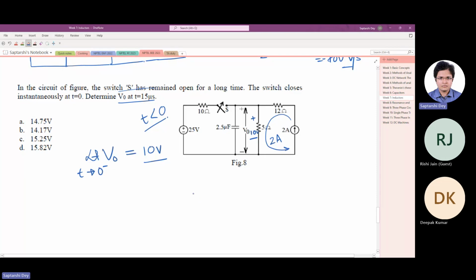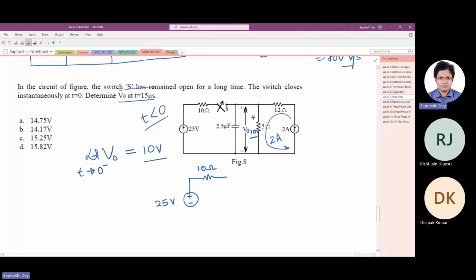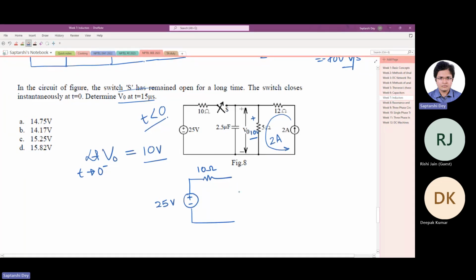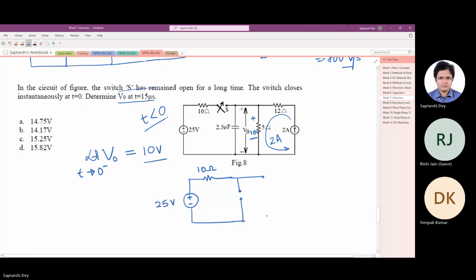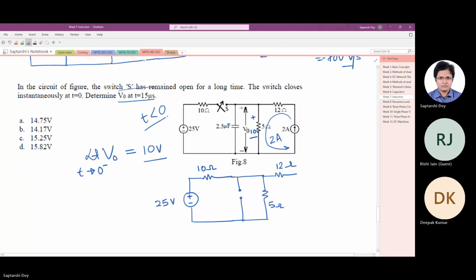Let us draw the circuit after the switch is closed: 25 volt, 10 ohm. So we are trying to find the final value. Once again, this capacitor will be open circuited. There was a steady state before the switch was closed. The switch is closed, the circuit goes into transient and again gradually approaches steady state. 5 ohm, 12 ohm, 2 ampere.